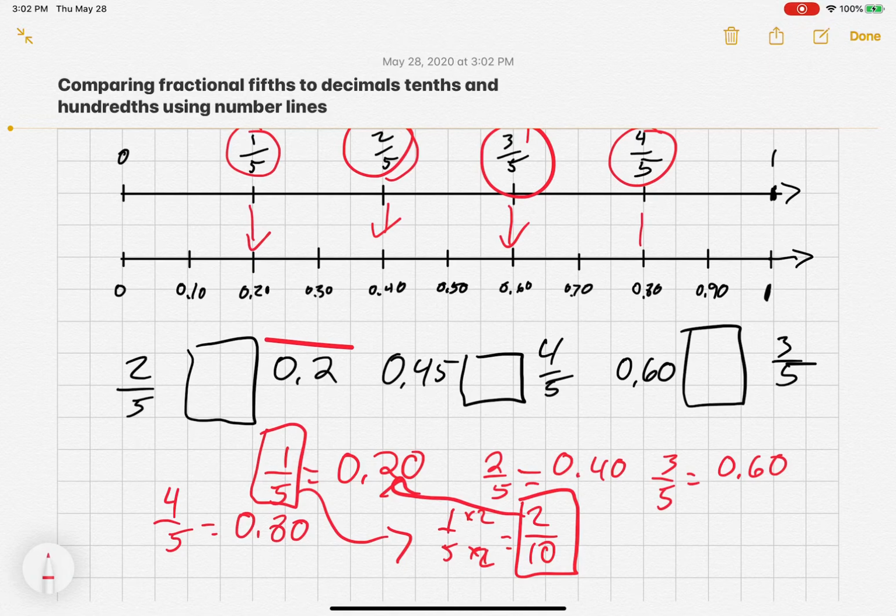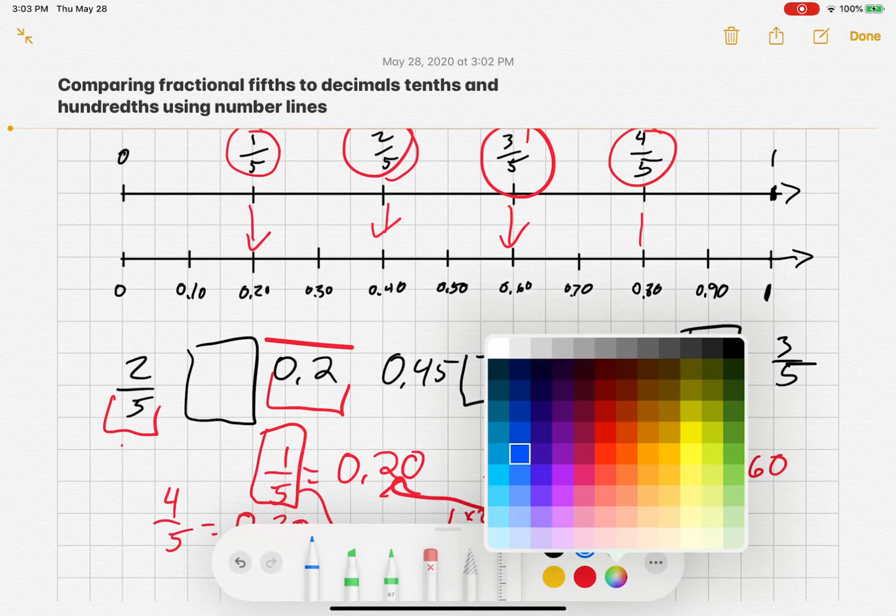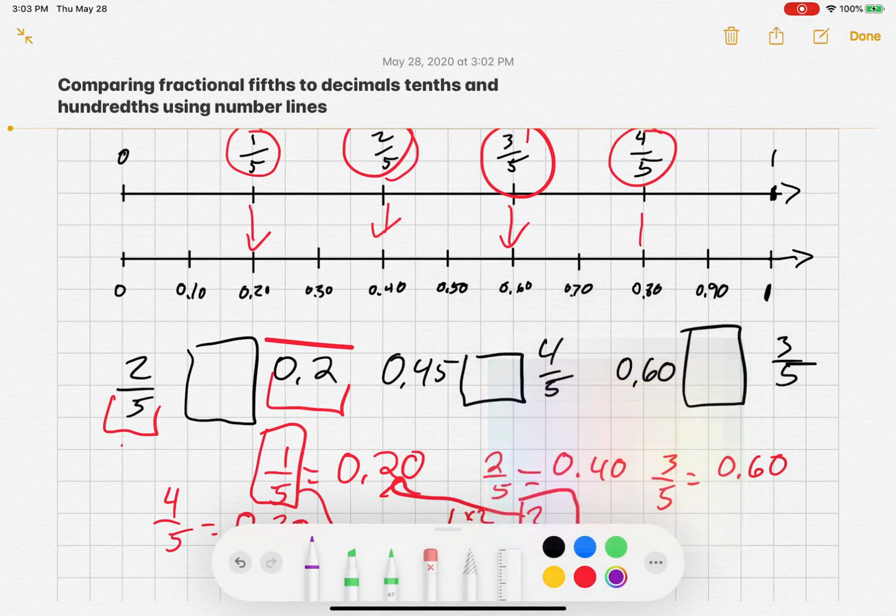Okay, so I'm going to look at 2/5 here, and we're going to see where 0.2 is on the number line. I like to use purple. So where it is on the number line, and again, we just look down and it's 0.20, and I am comparing it to a 2 being in the tenths place, which is right there. So these would be equivalent. They would be equal to each other.